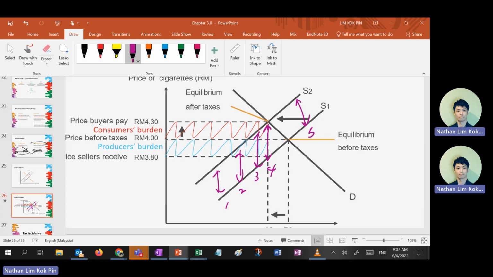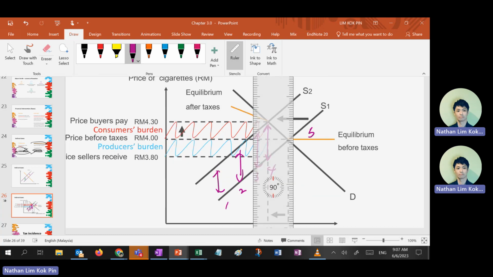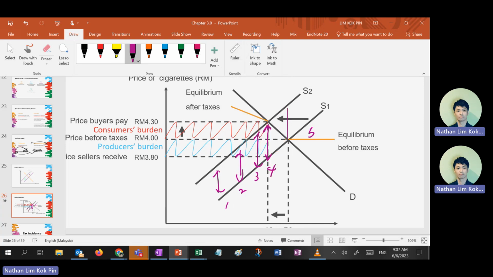Oh, curve already. Oh, like that. Okay. Like that. A bit curve. Oh, like that. So I need to use a ruler. Oh, like that. Okay. Like that. Correct.